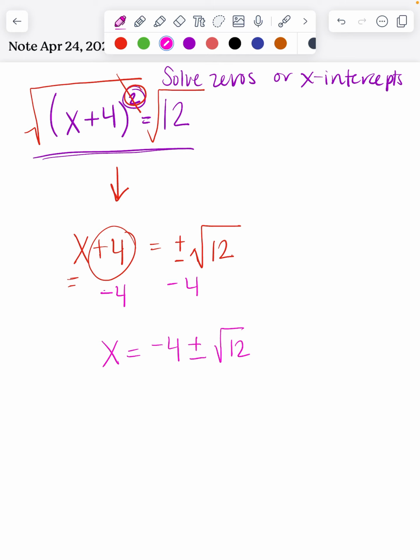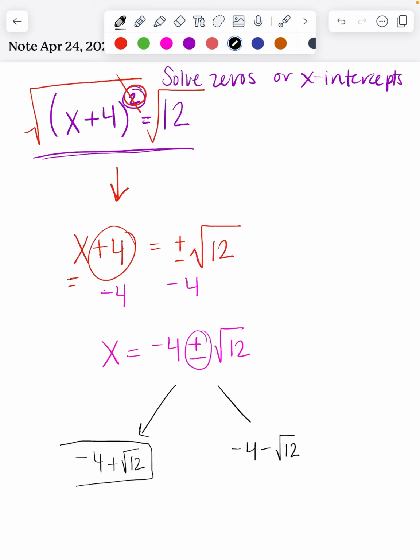Now, I want to separate my answers. Sometimes you're going to see the plus or minus. It means that we have 2 answers. However, we're going to separate them just so that you guys understand what's going on. We're going to have a negative 4 plus the square root of 12 and a negative 4 minus the square root of 12.